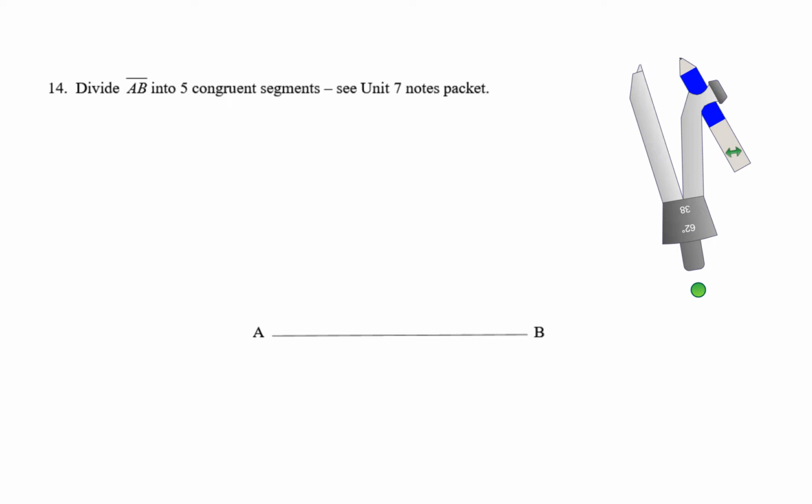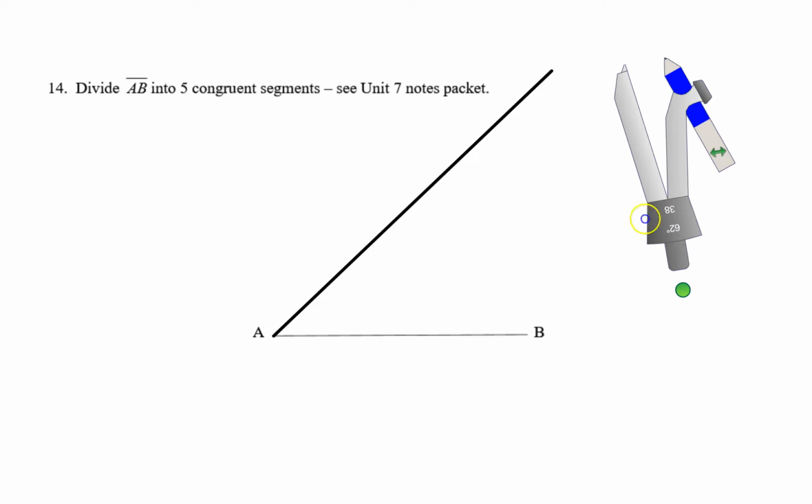Lastly, in this video, we're going to go through dividing a segment into congruent segments. So in this case, we're going to do 5 congruent segments of AB, or breaking up AB into 5 congruent segments. So the first thing we're going to do is start from A and just draw a nice long line. I'm going to take this line and, using my compass, break it up into 5 congruent segments.